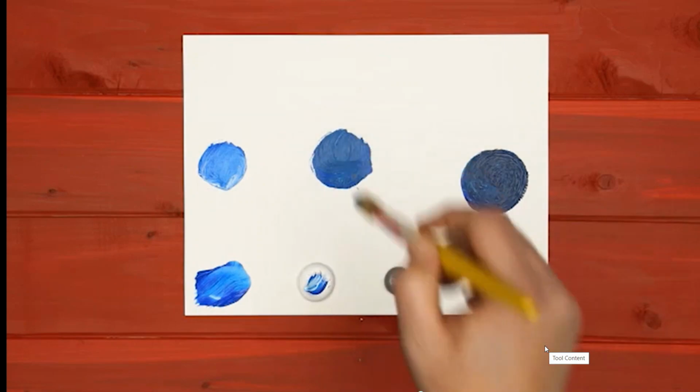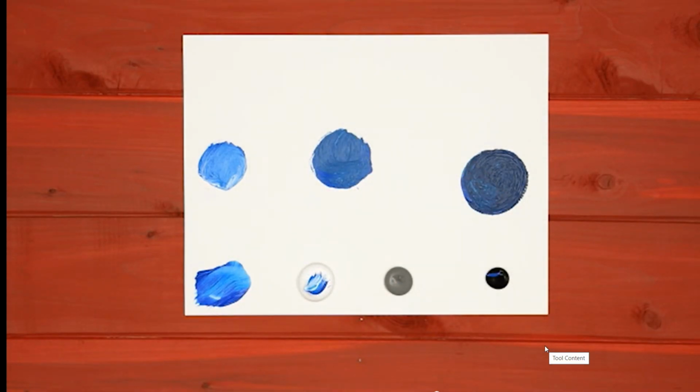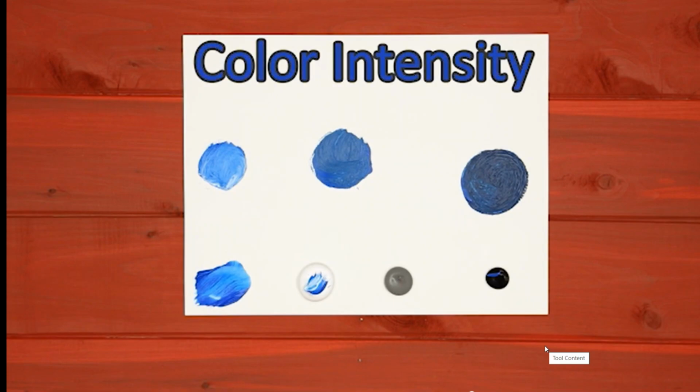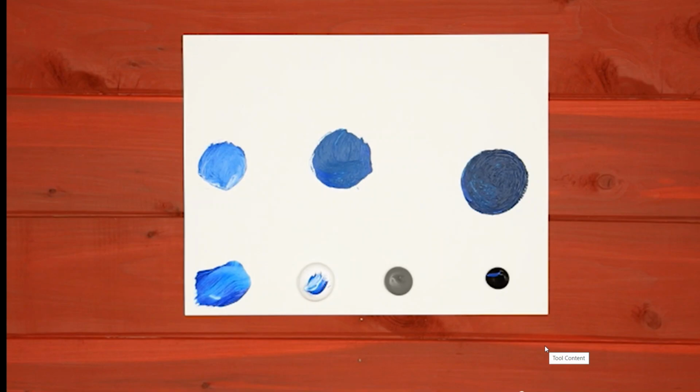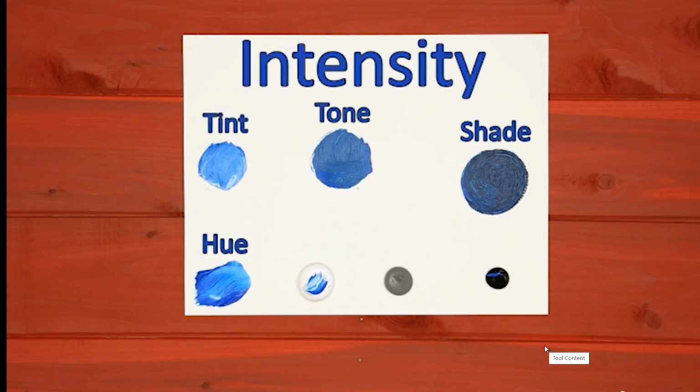It's a little dull. A very bright color has intensity. Some colors are bright, and some are dull. This is called color intensity. Look at the colors you made. Which one do you think looks brightest? Which one looks the dullest? You've learned all about hue, tint, tone, shade, and intensity.